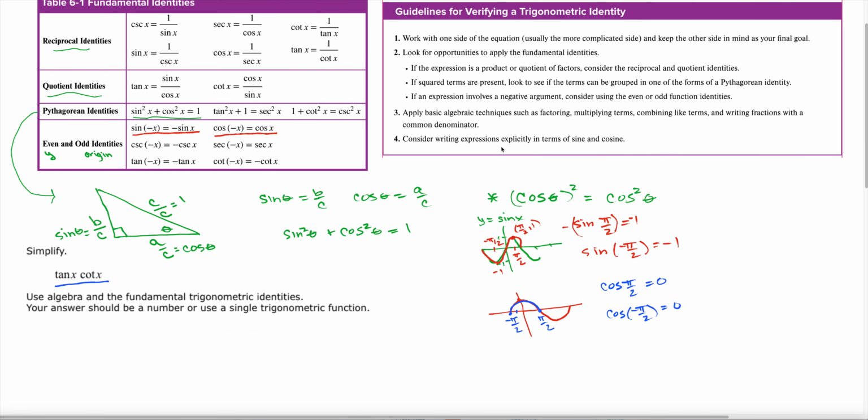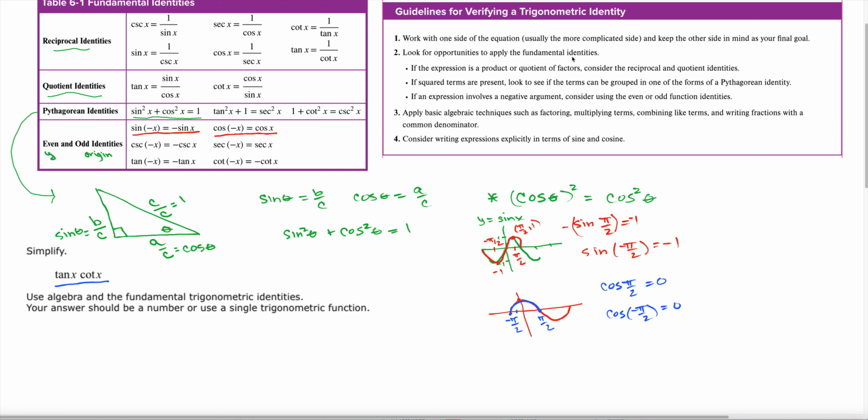These are some guidelines, some suggestions that we could use to help us get there. So with these, we're going to always just work with one expression. If this had been one that we were proving, it would have it equal to something else. So we would want to show that one side is equal to the other. So that's why it says let's just work on one side of the equation.